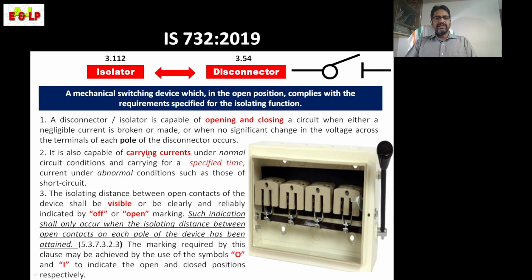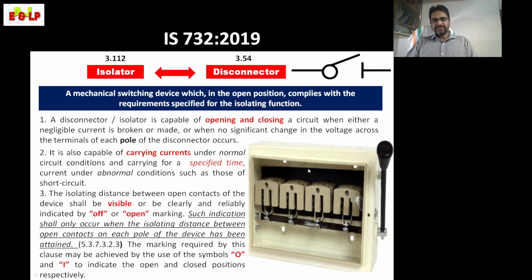And the second condition: when the isolator is in on condition and the circuit is also on, it should carry the load current. Means the isolator should be able to carry the load current, and also the abnormal currents such as overload or short circuit current, which also should be withstood by the isolator for some specified time. That is the second condition.